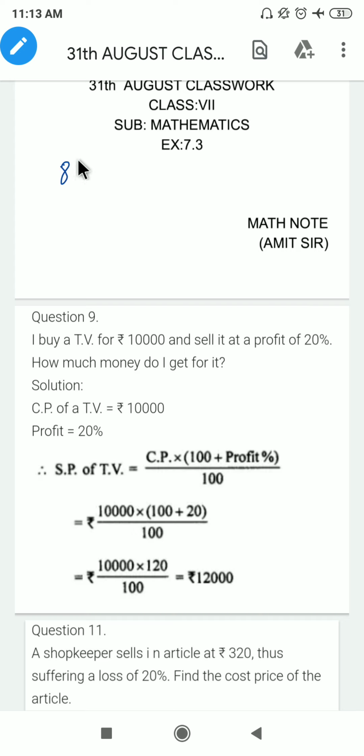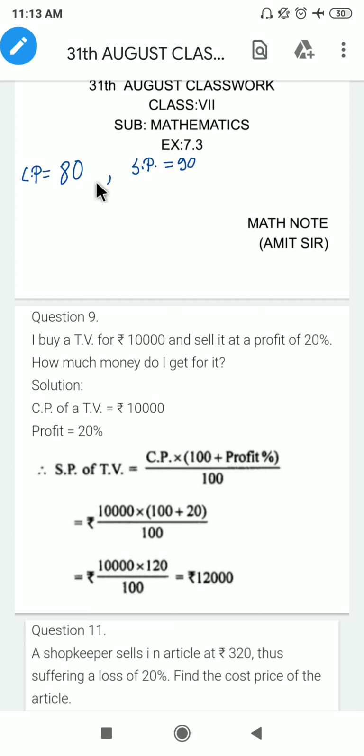80 rupees. This is called the cost price of the article, denoted by CP. And you sell the article for 90 rupees, and this is called the selling price of the article, denoted by SP. So there is a profit or a loss.